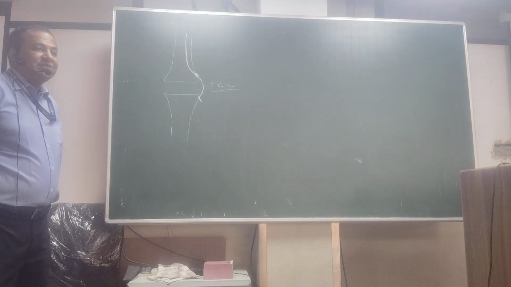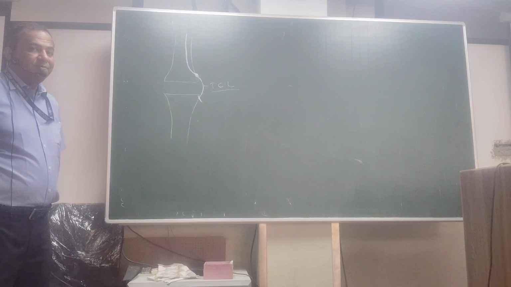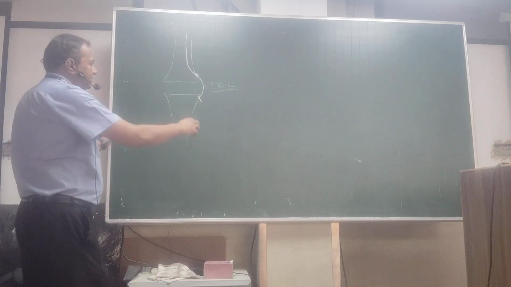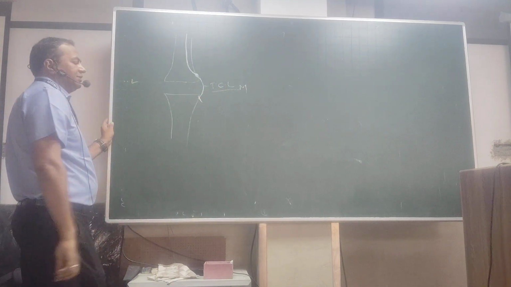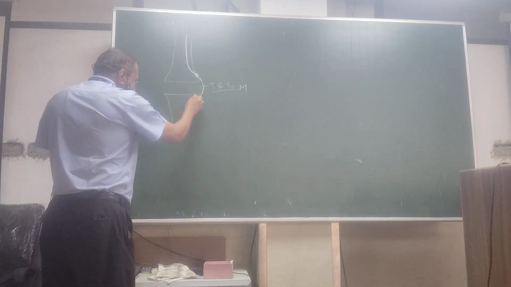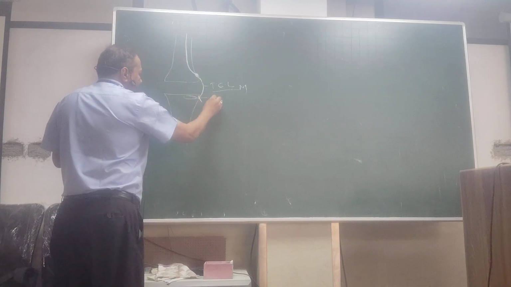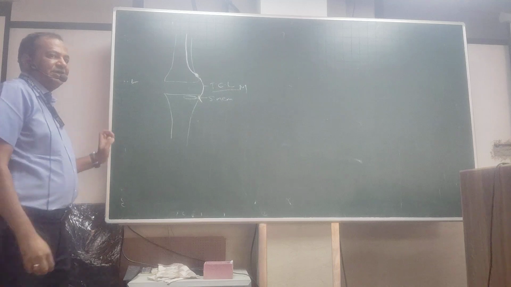Now, what about the insertion of the other hamstrings? This is the medial side, this is the lateral side. On the medial side, behind the tibia here, is a groove for semimembranosus. So semimembranosus gets inserted here.